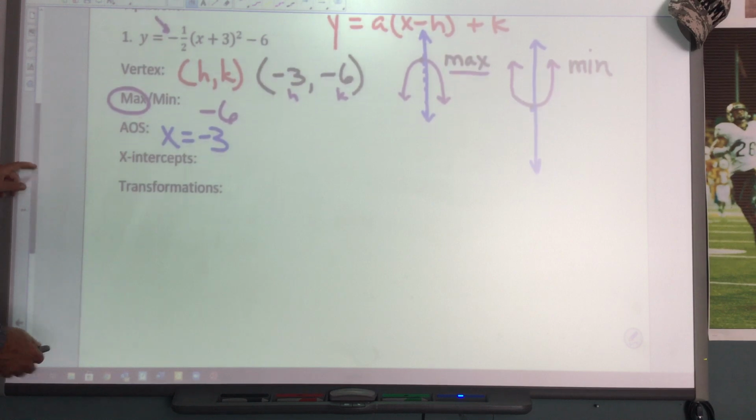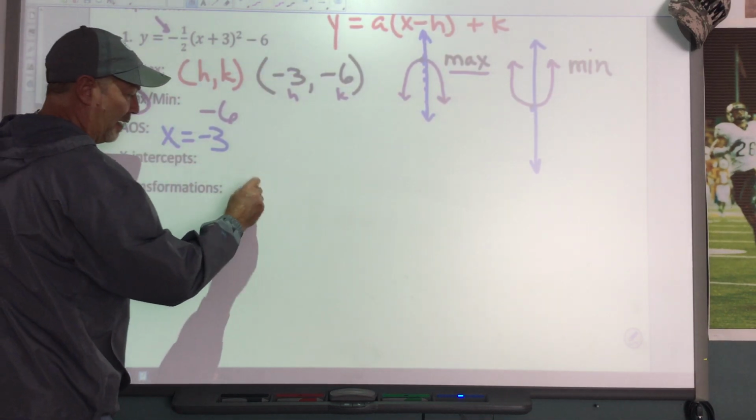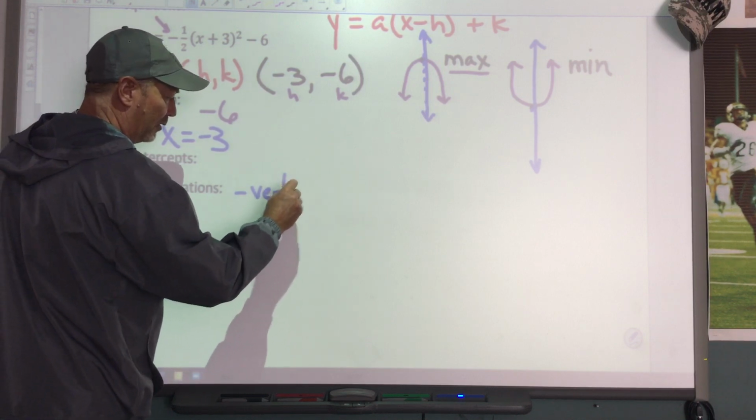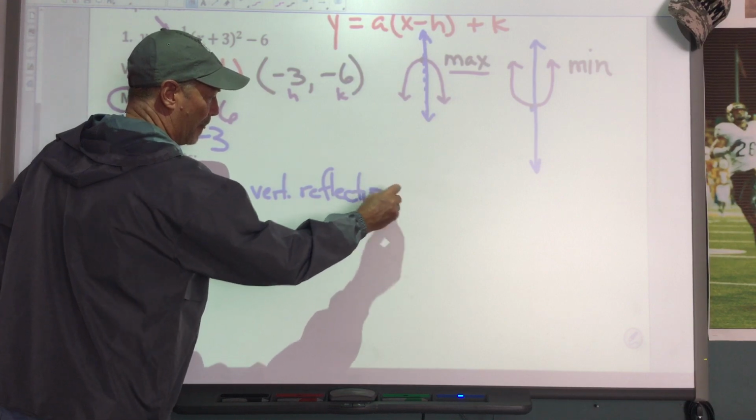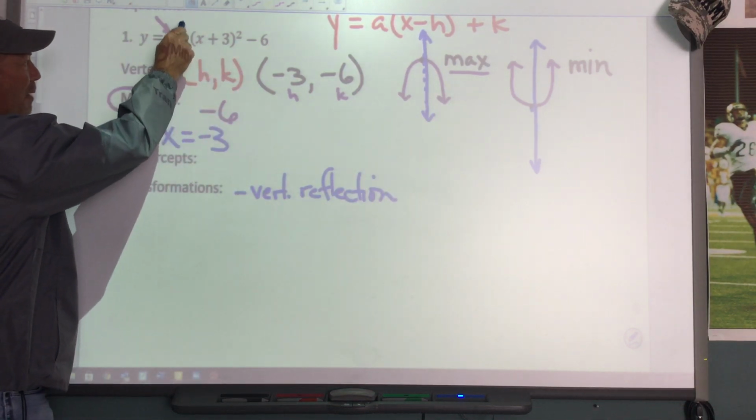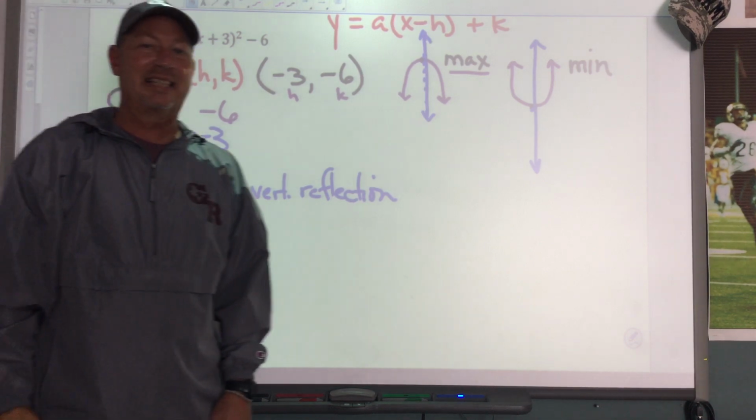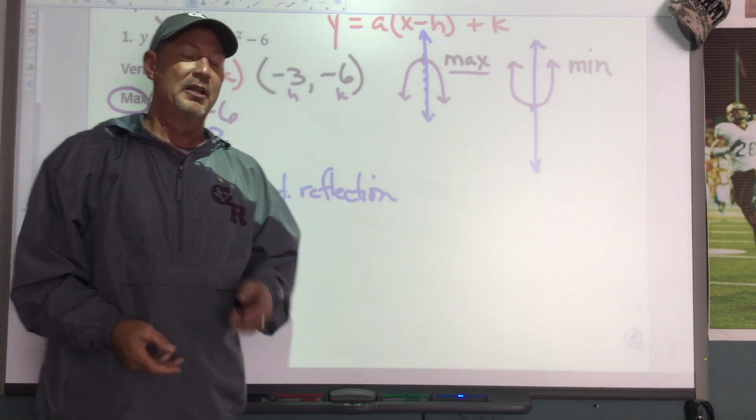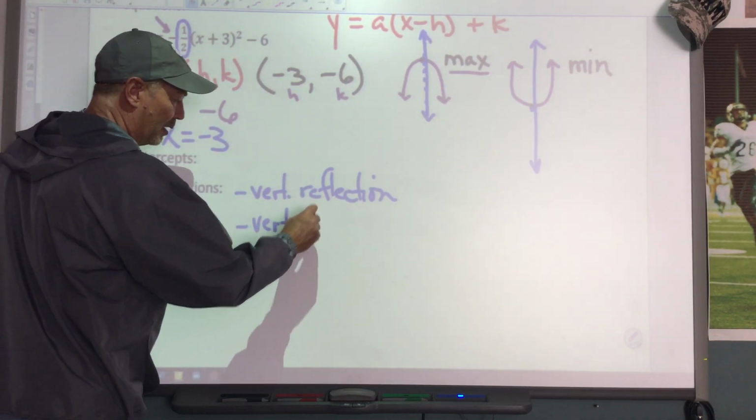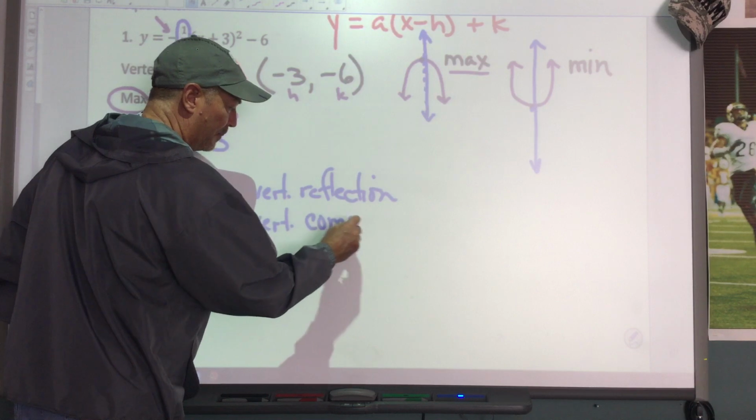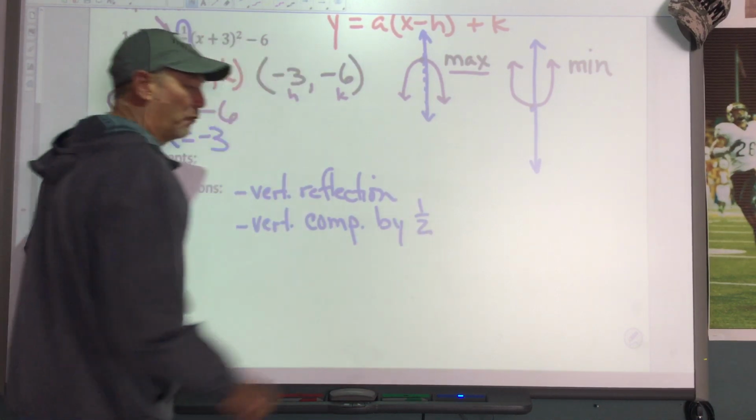And what do our transformations look like? Well, I have this negative, so that tells me that I'm going to have a vertical reflection. I have my A value, and my A value is less than 1. It's 1/2. So that tells me that I'm going to have a vertical compression by a factor of 1/2.